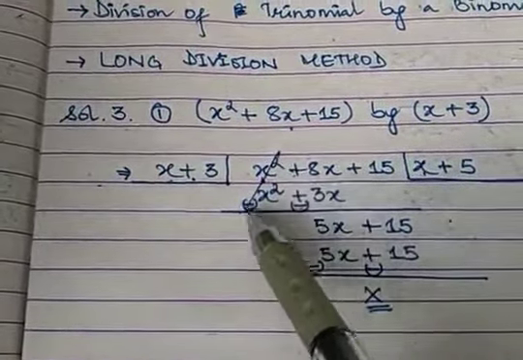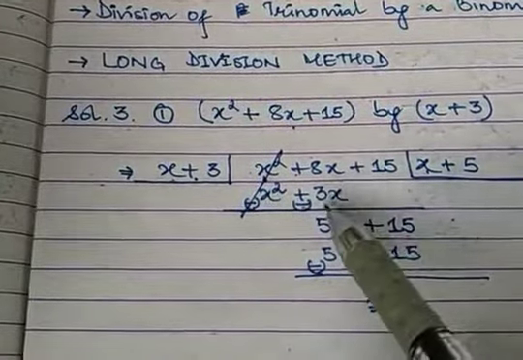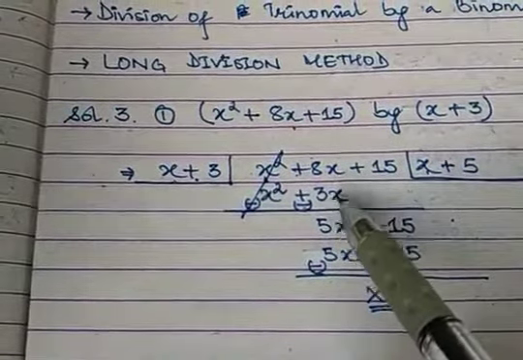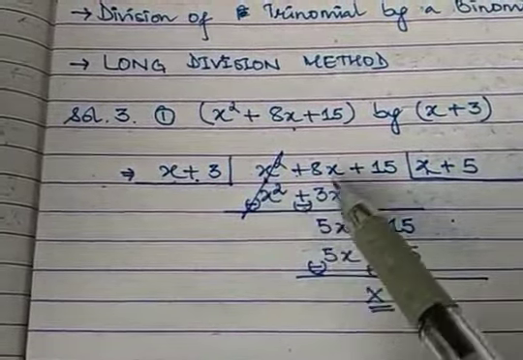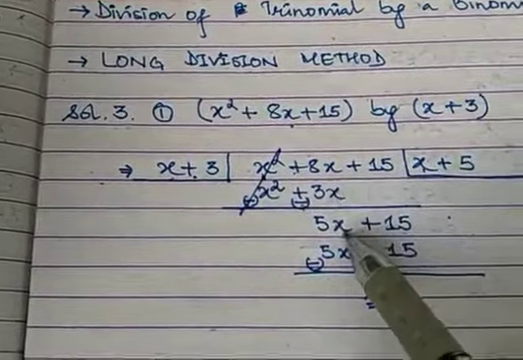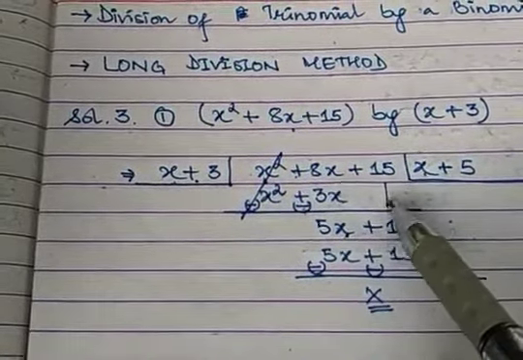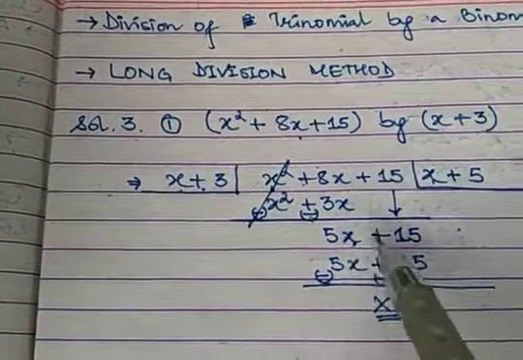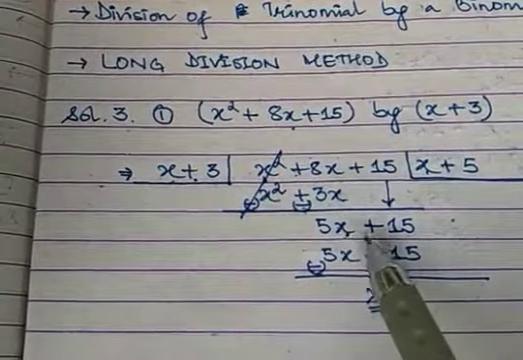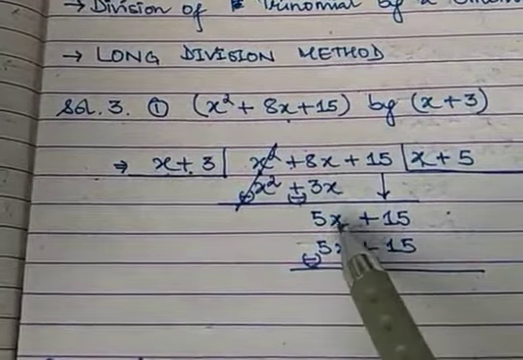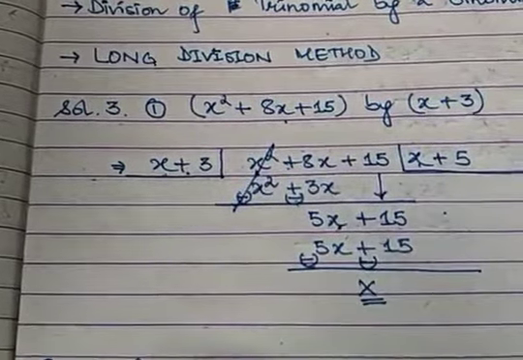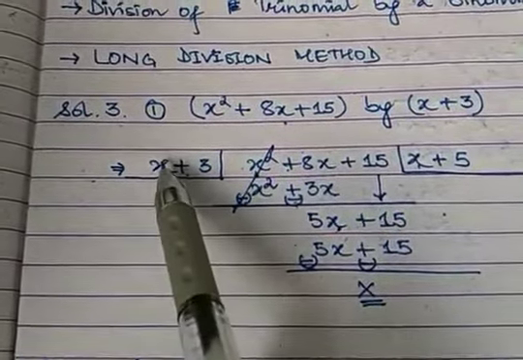So x squared minus x squared, these two will get cancelled. Now this one, 8x and 3x, the new sign is minus. So 8x minus 3x is 5x now. Okay, this plus 15 will come down. Now what we have here is 5x plus 15. Now what do we have in the first term? You got 5x. Now again the same thing will happen.